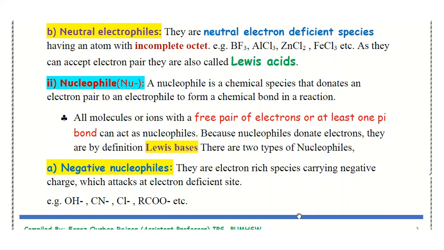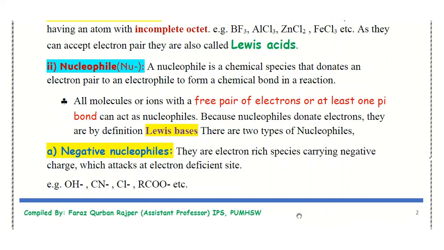The second type of chemical reagent is the nucleophile. Nucleophile means nucleus loving. A nucleophile is a chemical species that donates a pair of electrons to an electrophile to form a chemical bond, or to cause a chemical reaction to form a product. So nucleophiles themselves are electron-rich species. As they are electron-richer species, they have an affinity to donate the extra pair of electrons.